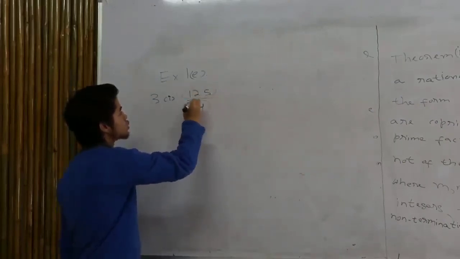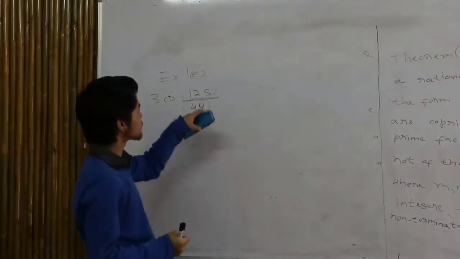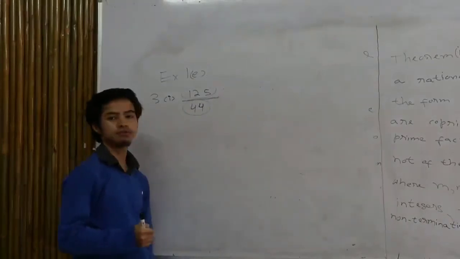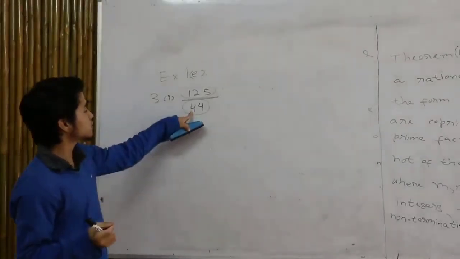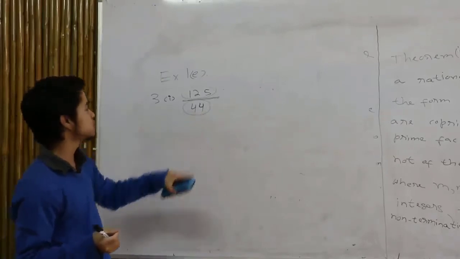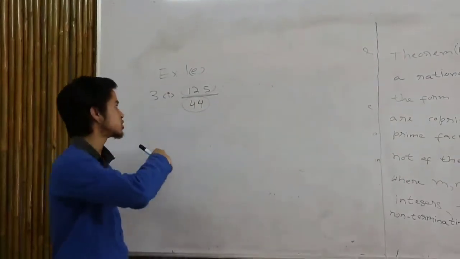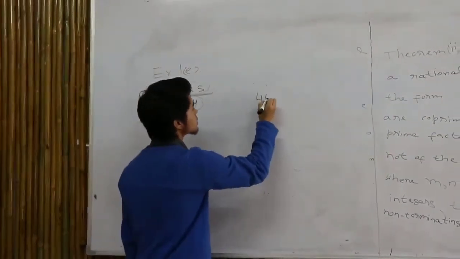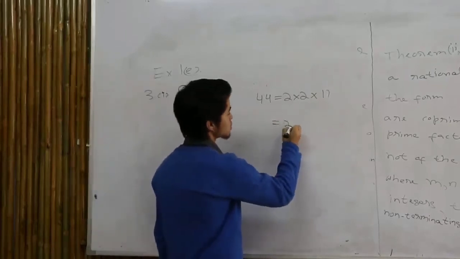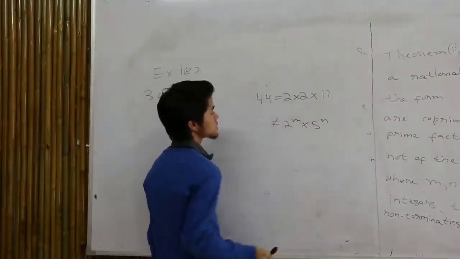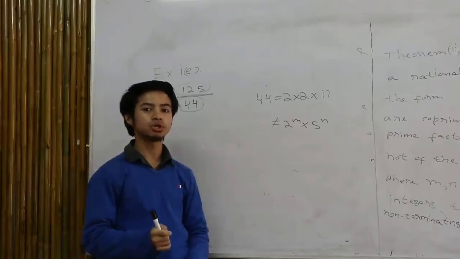The first theorem says that the numerator and denominator must be co-prime. We clearly see that 125 and 44 are co-prime, because if you find the HCF of 125 and 44, you get the HCF to be 1. So we've checked that condition first. And then the prime factorization of b must be of the form 2 to the power m into 5 to the power n, for it to be a terminating decimal expansion. But we clearly see that here 44 is 2 into 2 into 11. It's not of this form. So that means, according to theorem 2, this rational number will have a non-terminating but repeating decimal expansion.